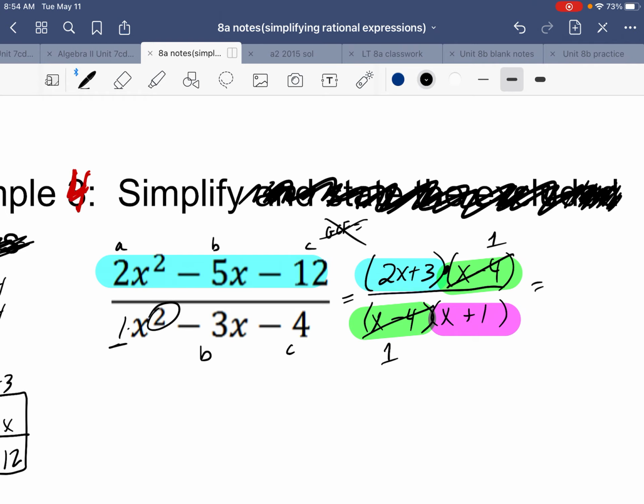We have 2x plus 3 times 1 is 2x plus 3. 1 times x plus 1 is x plus 1. And there's the final answer.